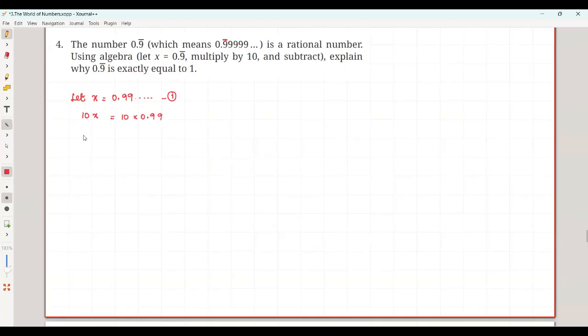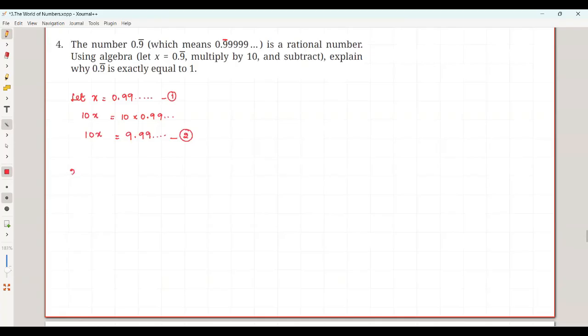Just multiply it. So 10 into x is 10x, which is equal to 9.99... Check that after the decimal point we should have the same number of decimal places. As equation number 1 has two decimal places, you can just take one more zero also. This is my second equation.